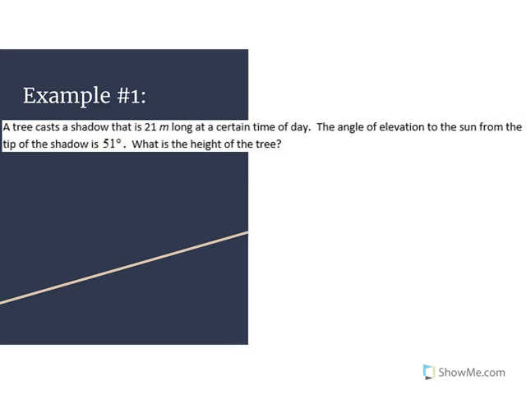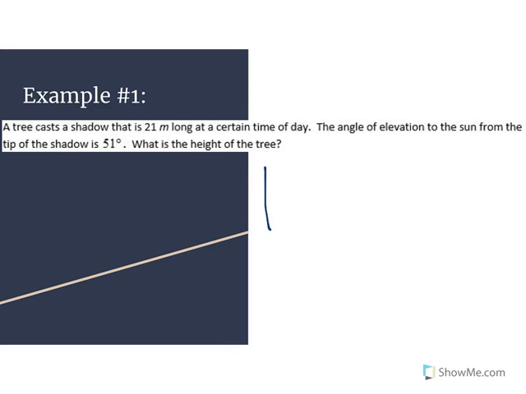And we're going to go over our first example here. A tree casts a shadow that is 21 meters long at a certain time of day. The angle of elevation to the sun from the tip of the shadow is 51 degrees. What is the height of the tree? Remember, you want to draw pictures for all of our examples here.